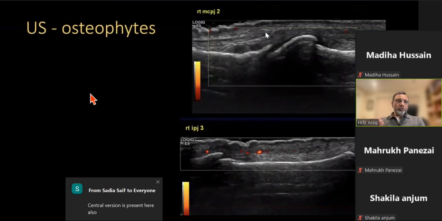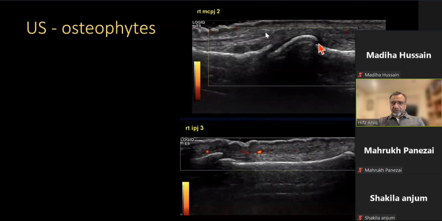And just to show you how it looks on ultrasound, because I just want to rule out any associated synovium. But look at the bone margins; they're very sharp. Again, there's no joint effusion. Again, very sharp. That's how it looks on ultrasound.